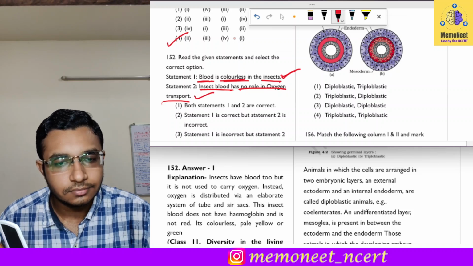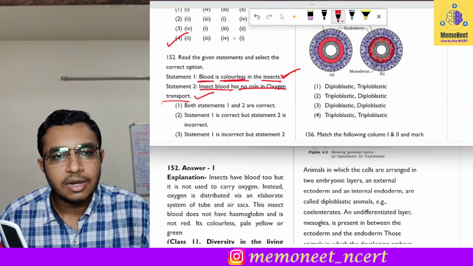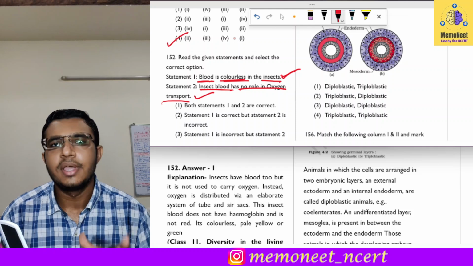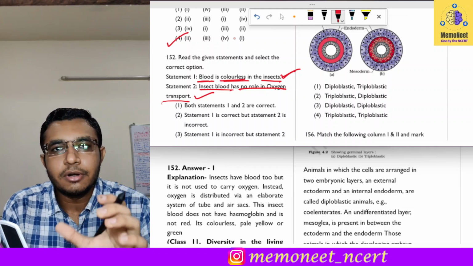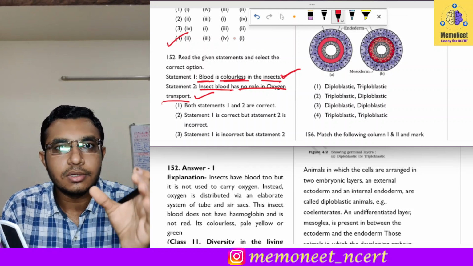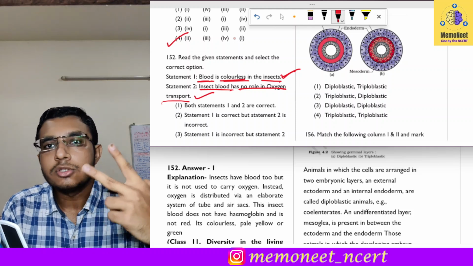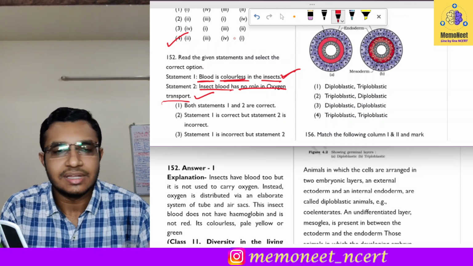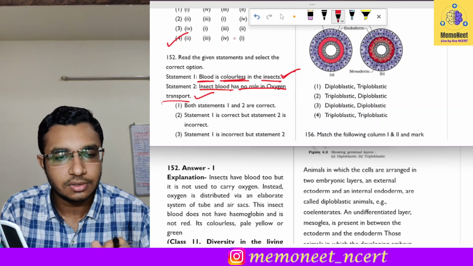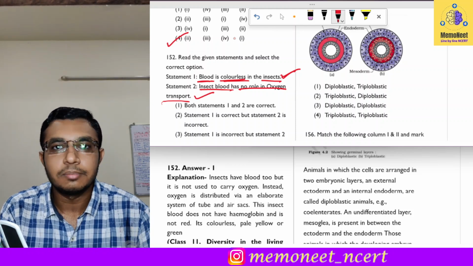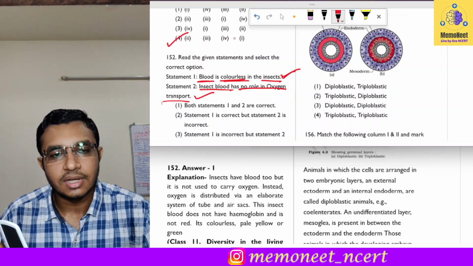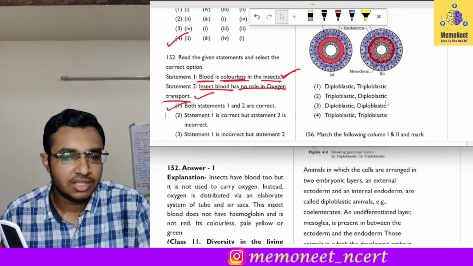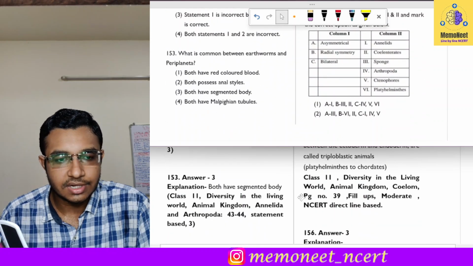So why is the blood of insects colorless? Because the blood of insects has no role in oxygen transport. See, in human blood there is a pigment called hemoglobin, and that hemoglobin is responsible for oxygen transport. Also it provides the red color to the blood, but hemoglobin is absent in insects. Because the insect blood has no role in transport of oxygen, therefore the blood of insects is colorless. So the correct answer of this question is both statements 1 and 2 are correct, that is option 1.